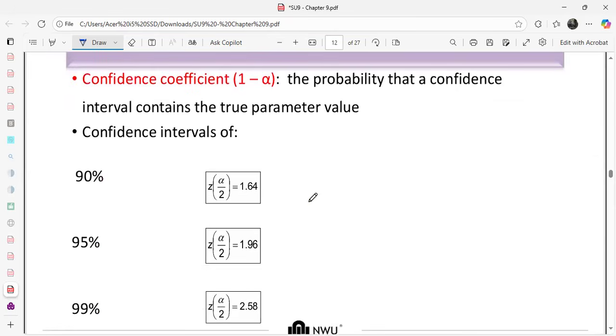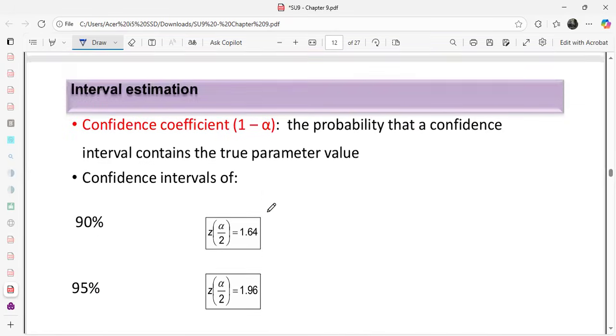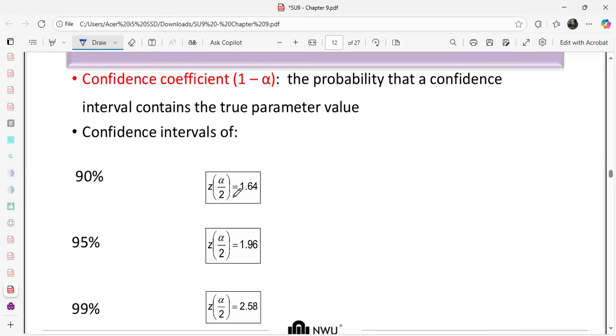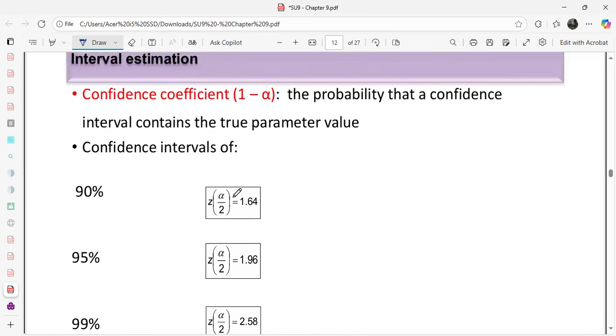Great. And now under the interval estimation, because we did the point estimation. You saw the formulas you're going to use under point estimation: calculate the point estimator for the population mean, for the population proportion, for the variance, for the population standard deviation. You know which formula to use.